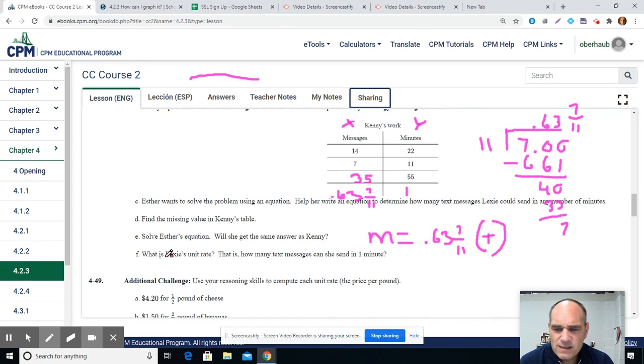For F, what is Lexi's unit rate? Well, this right here would be my unit rate. In 1 minute, I can send a little bit over half of a message. So that would be what I would do for this problem. All right, thank you.